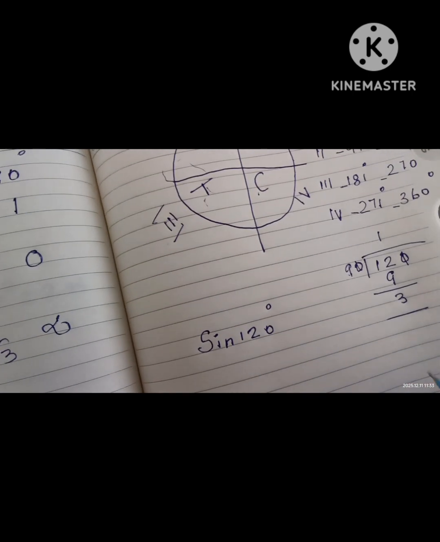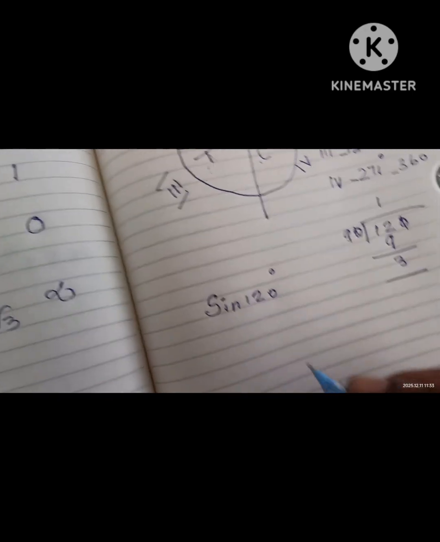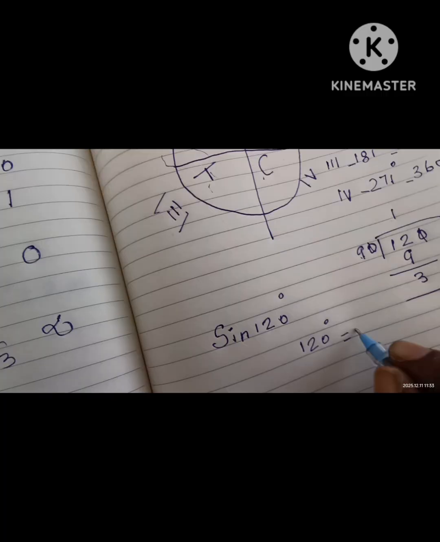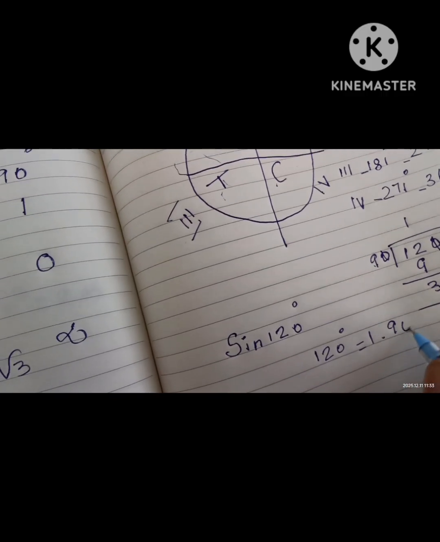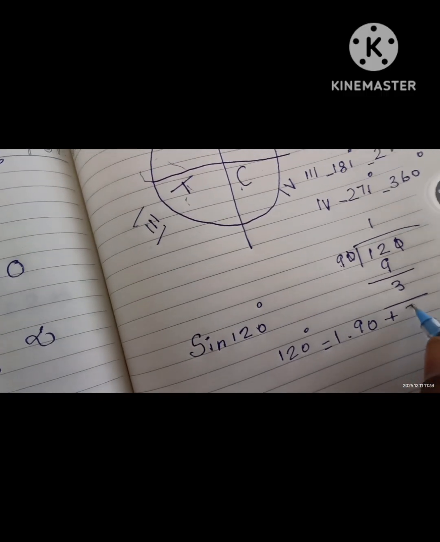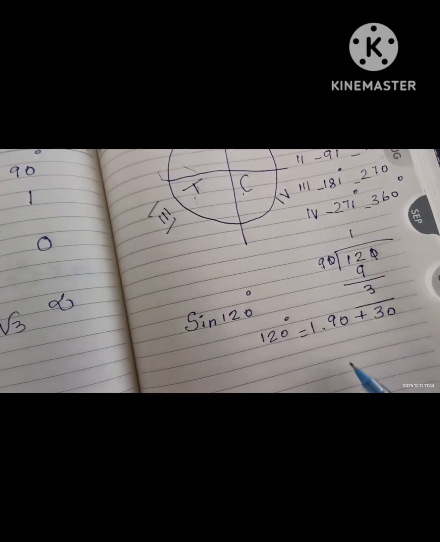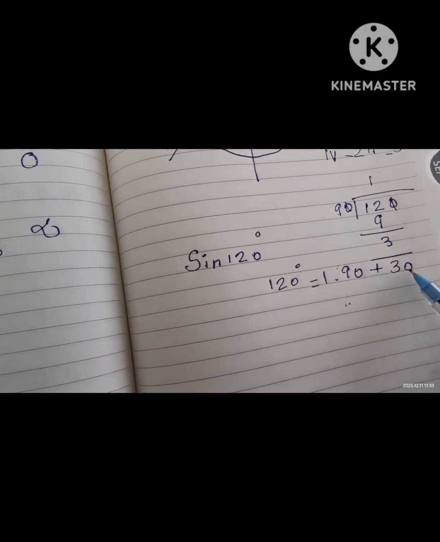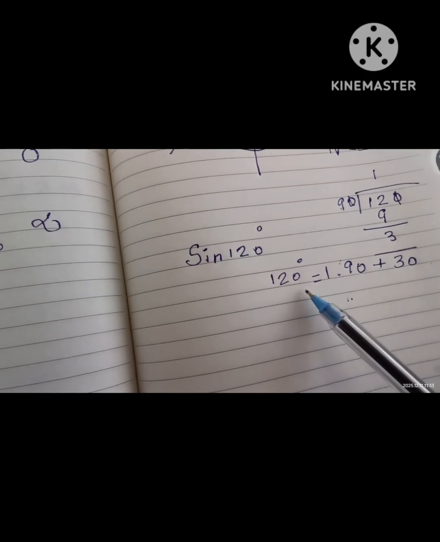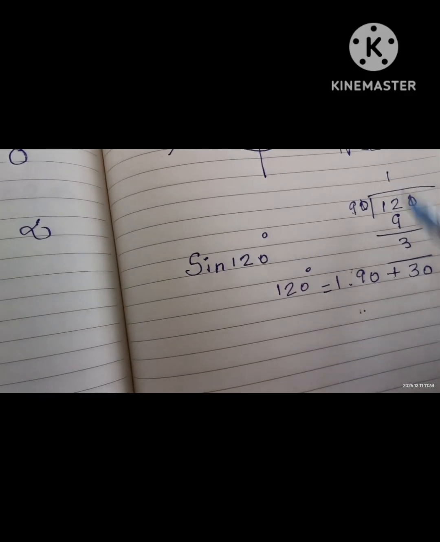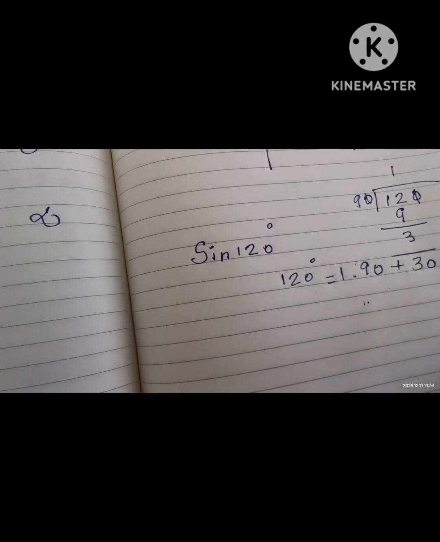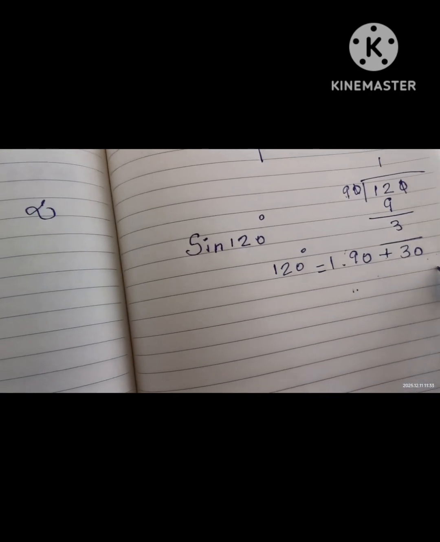Okay, so how can we write this? 120 is equal to 1 into 90 plus 30. Shall I write like this? Because 1 into 90, 90, 90 plus 30, 120. That means the quotient into 90 and the remainder value. Have you all understood how I wrote this step?